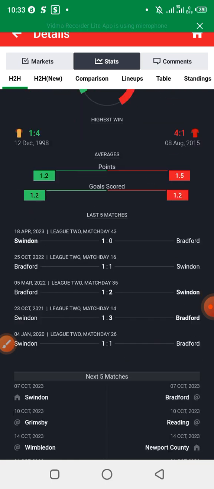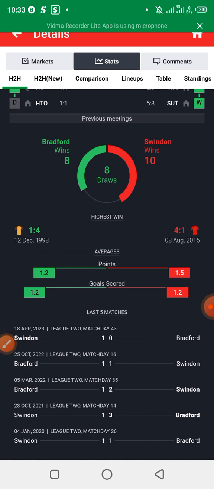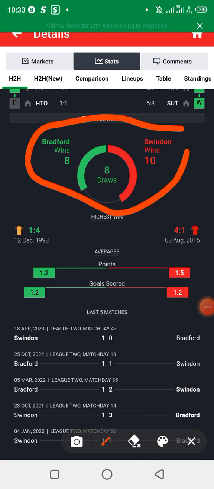So now moving on to the previous meeting they've had with each other. You can realize that this particular aspect did not meet the requirements, because if you check it very well, the wins that the away team has are more than the draws. Okay, fine, this one is okay. Swindon has 10 wins so far in their previous games, but looking into the wins of the home team, it is at the same level with their draws. As you can see here, it's the same, that is 8-8.